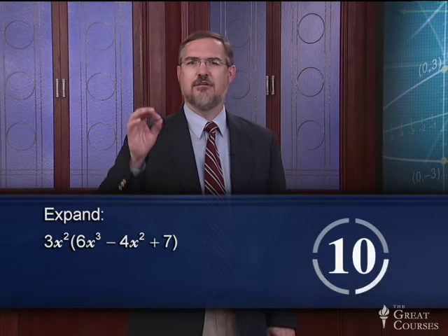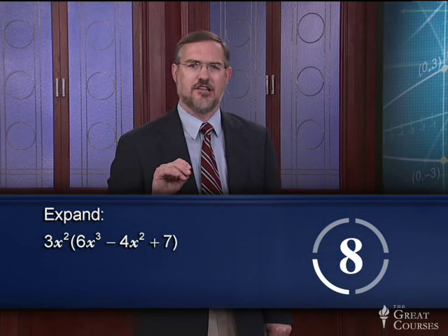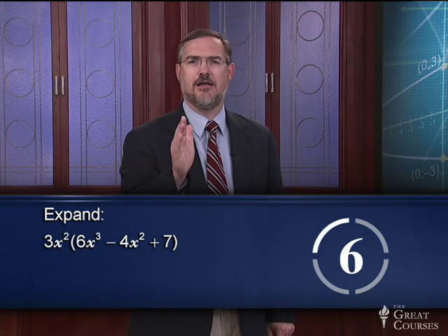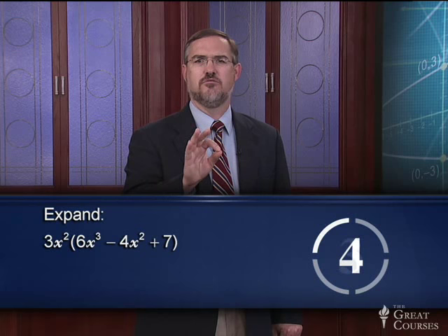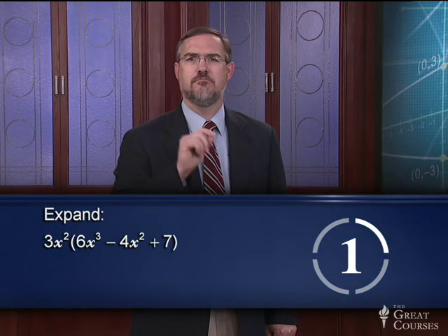Here they are. I'm going to take 3x squared, that's the monomial, and multiply it by 6x cubed minus 4x squared plus 7.